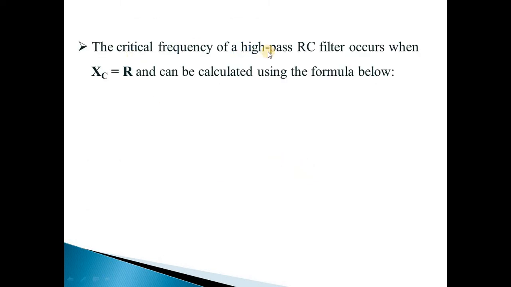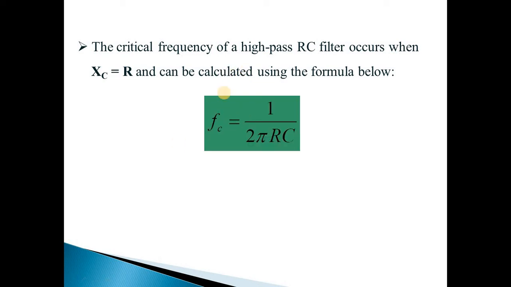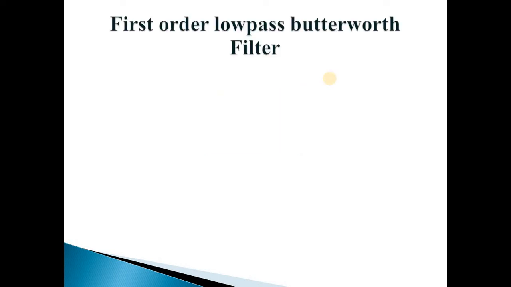The critical frequency of a high pass RC filter occurs when the capacitive reactance is R, and can be calculated again using the formula Fc equal to 1 divided by 2 pi RC. Now, first order low pass Butterworth filter.